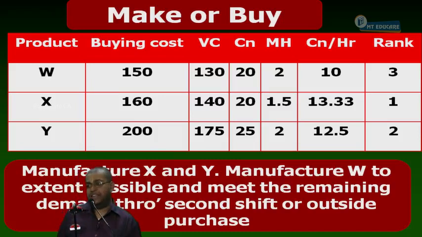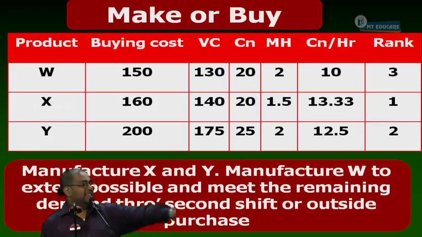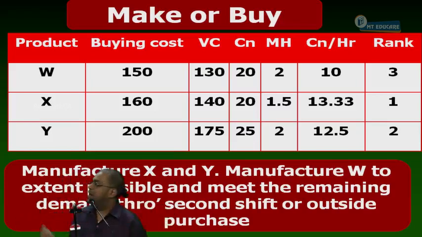Z should be what? Purchase. Then I should manufacture what? X. I should manufacture Y. I should also manufacture what? W. What could not be done? What will I do? Either manufacture using second shift or do the purchase, whichever is economically viable for me. Up to this, are you following or not?